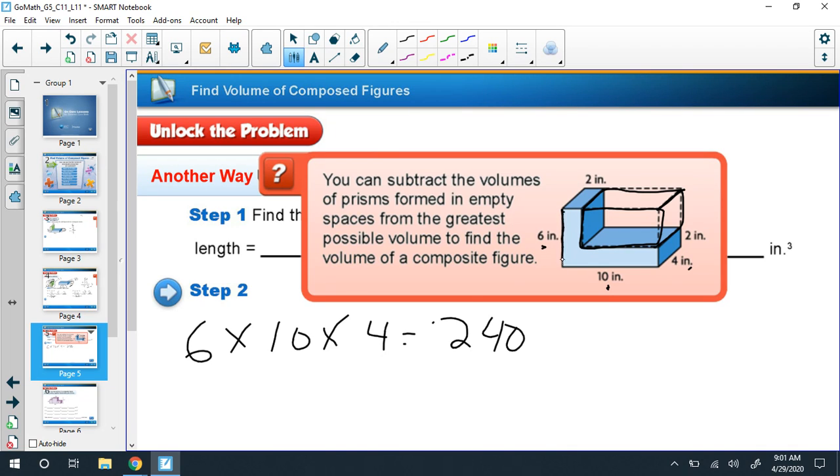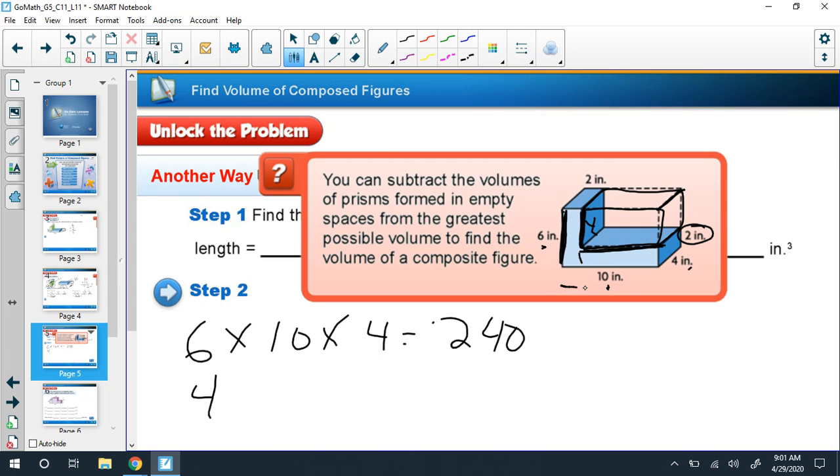So if we know that this is 6, we want to only know this length. Well, again, we know that this piece right here is 2 inches. So 6 minus 2 means that this piece is 4 inches tall. That length right there is 4. We need to know the length of this right here.